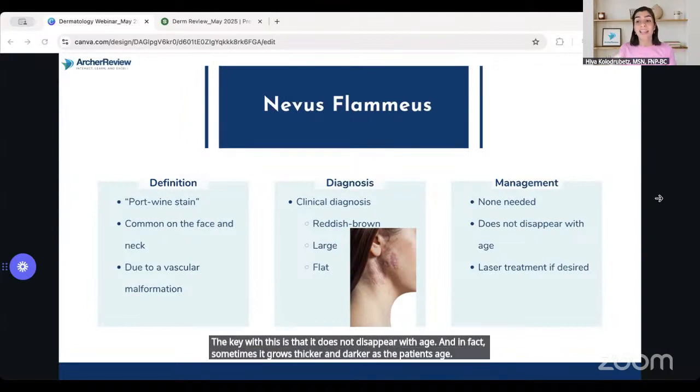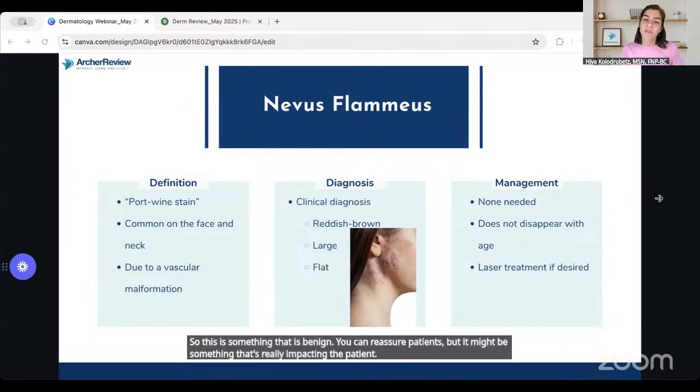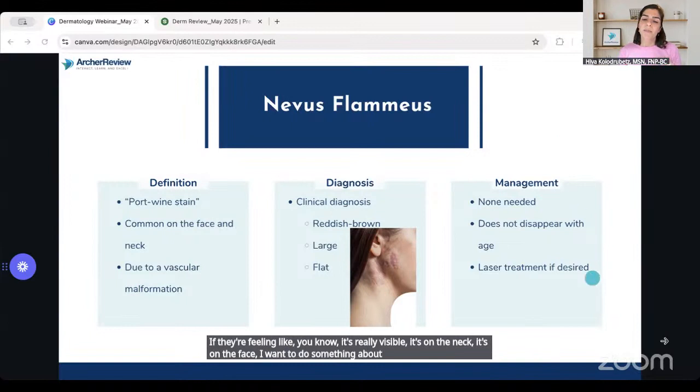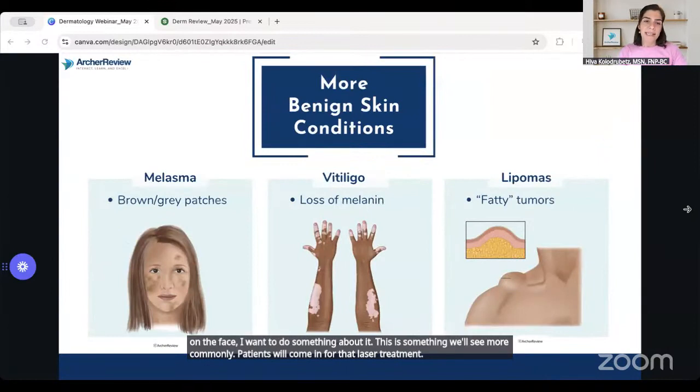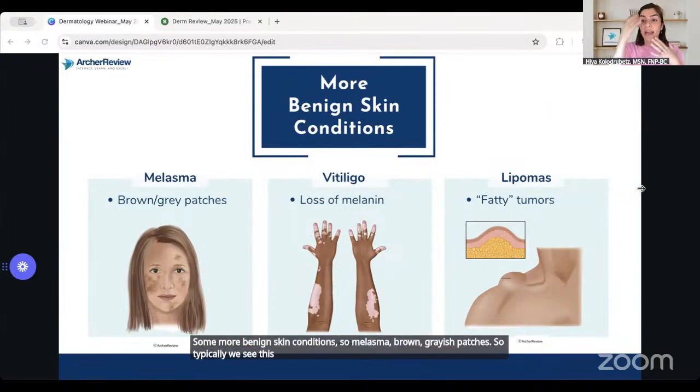So this is something that is benign. You can reassure patients, but it might be something that's really impacting the patient if they're feeling like, it's really visible, it's on the neck, it's on the face, I want to do something about it. This is something we'll see more commonly. Patients will come in for that laser treatment. Some more benign skin conditions: melasma, brown, grayish patches. Typically we see this on the face, cheeks, forehead, and nose.